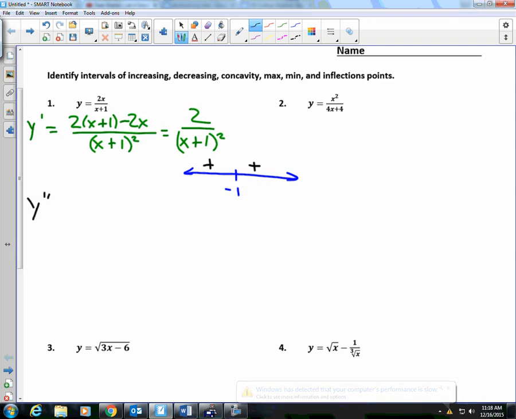So y double prime? So we're going to take the second derivative, and in order to take the second derivative, what rule should I use? Chain. I'm going to get rid of the quotient rule because I'm going to write this as 2 times x plus 1 to the -2 power. That way I can use the chain rule without using the quotient rule. That's going to be nice, won't it? So what's the derivative of the inside? 1. What's the derivative of the outside? -4 over x plus 1 cubed.